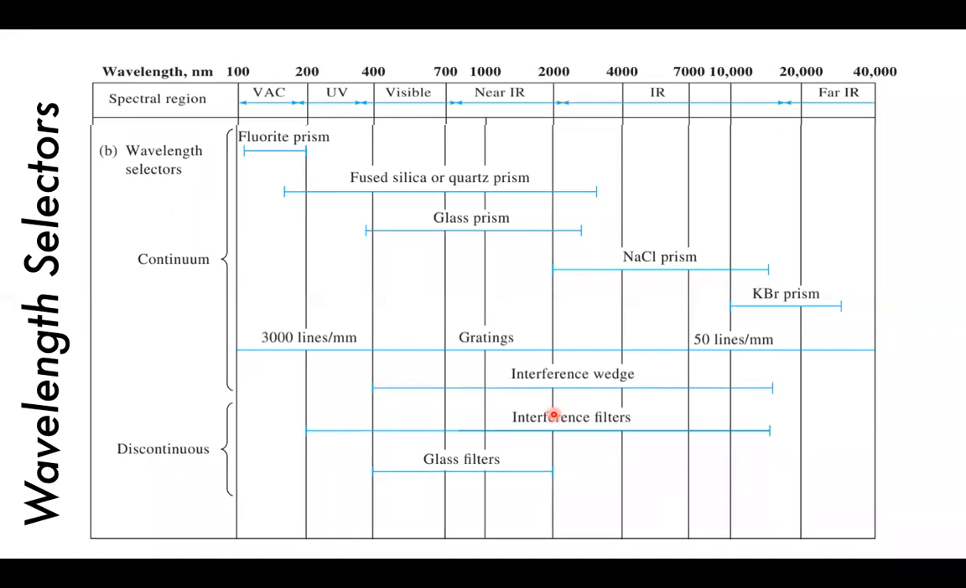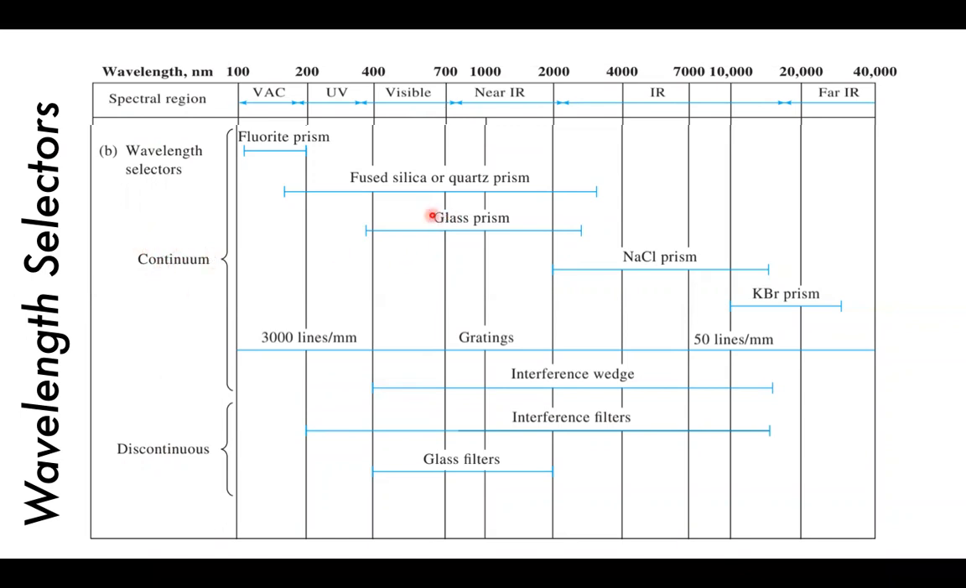And that's quite common. So what we need to do is select the wavelengths. So we need to select a particular wavelength to measure at a time. We have, for example, two major types. We have continuum and we have discontinuous. Continuum basically is like a prism.